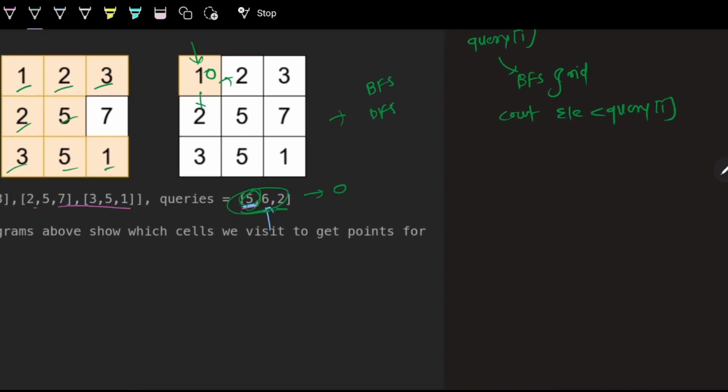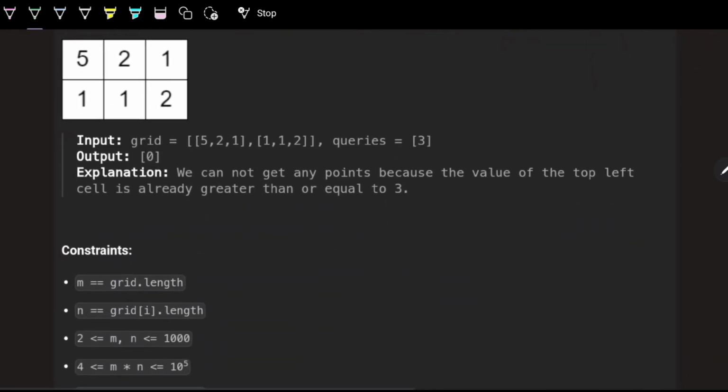But let's try to see the constraints given there. For BFS the time complexity in the worst case would be big O of rows times columns for the grid, and for each query we are doing this, so it will be multiplied by the length of queries. In the worst scenario I am talking. But what are the constraints given here?